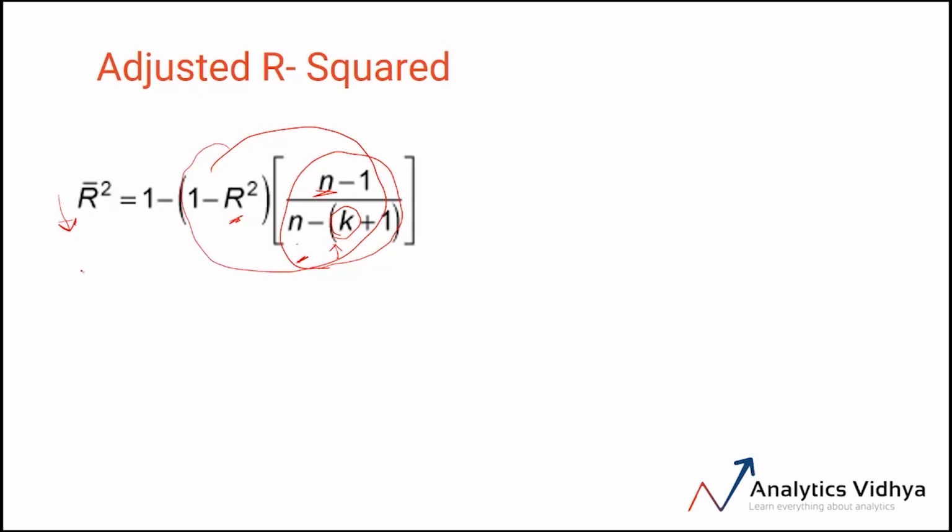So now we have a metric for regression that compares the model with a benchmark and provides a score between 0 and 1. That was all about R square and adjusted R square.